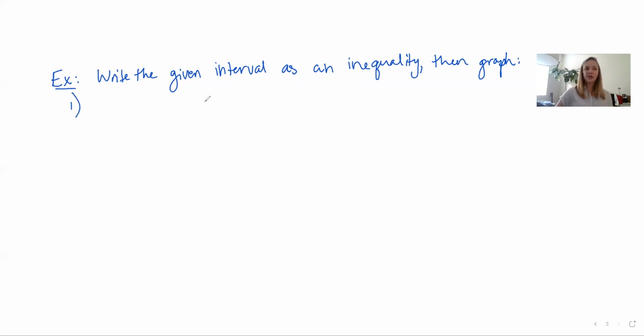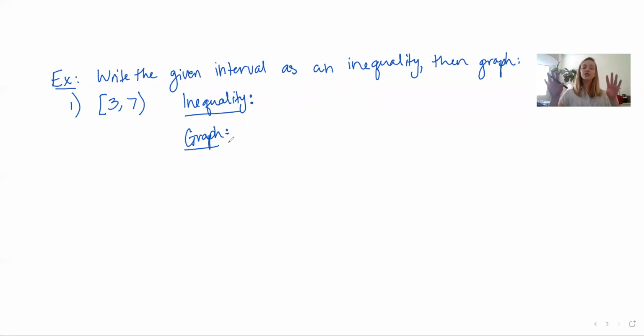So number 1 here, we're given the interval from 3 to 7 with a bracket on the 3 and a parenthesis on the 7. So we want to find our inequality and graph. And this one doesn't matter a whole lot which one you do first. So I'll go ahead and just do the inequality first.